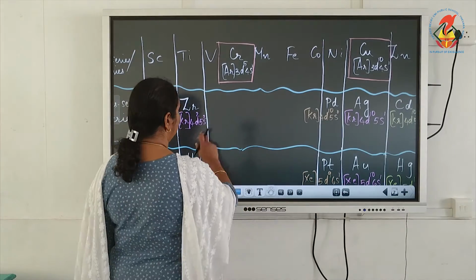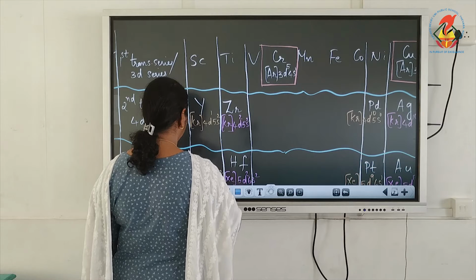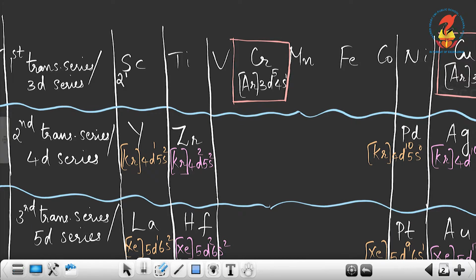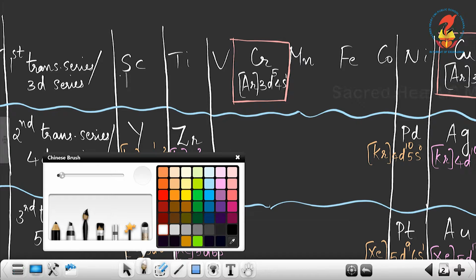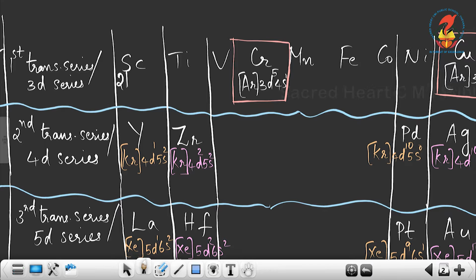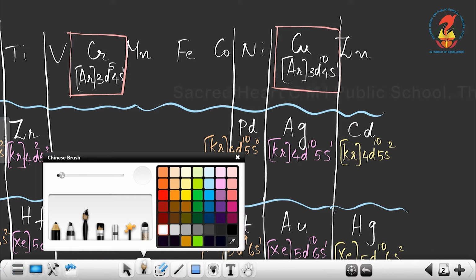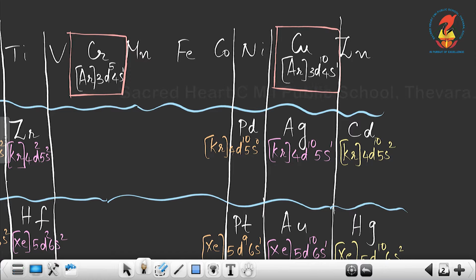Now, there are the 10 elements, and the element scandium has atomic number 21. Then, the last element of the 3D series, that is zinc, has atomic number 30.